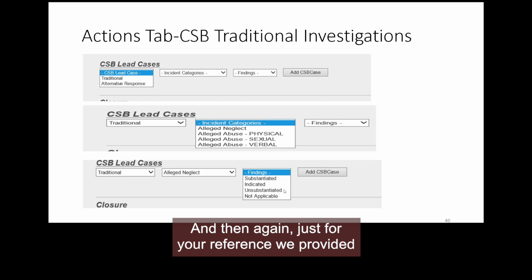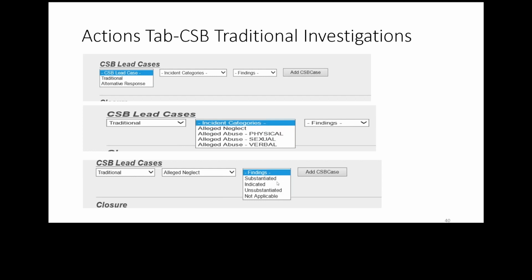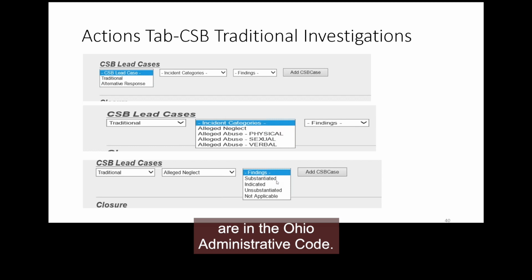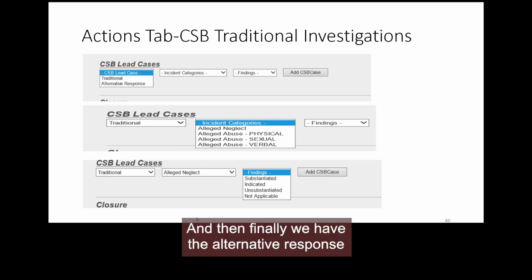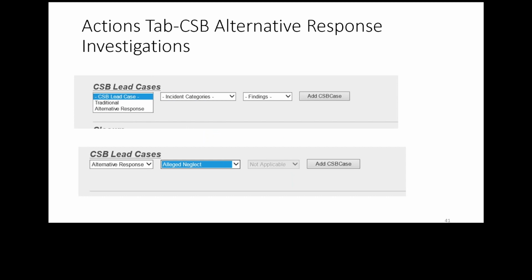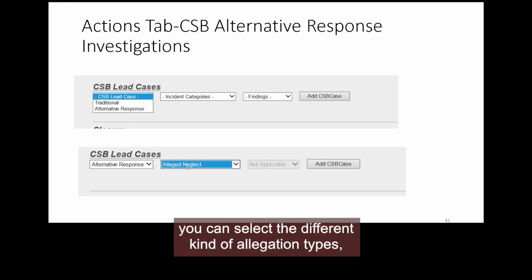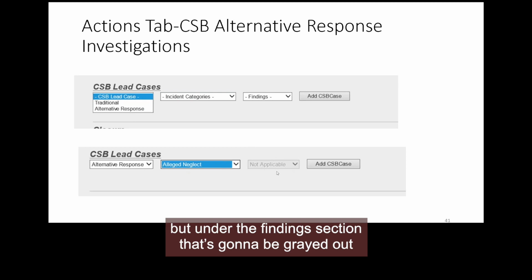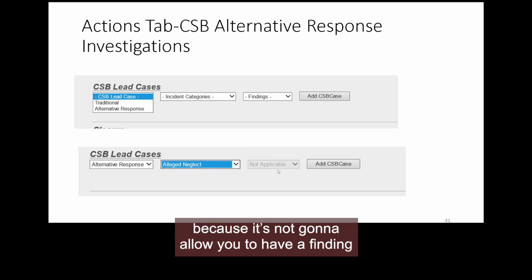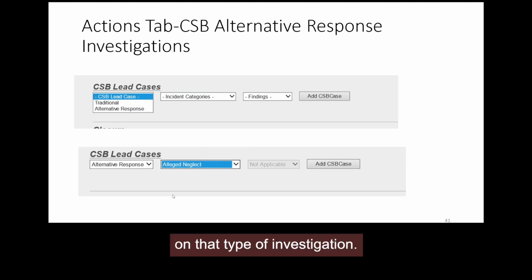And then again, just for your reference, we provided what each of these different findings definitions are in the Ohio Administrative Code. And then finally, we have the alternative response, where you can select the different kind of allegation type, but under the findings section, that's going to be grayed out because it's not going to allow you to have a finding on that type of investigation.